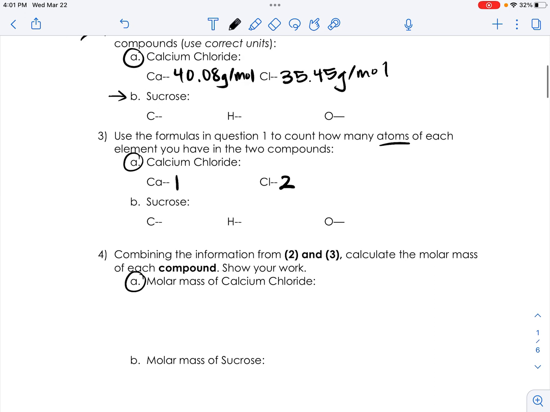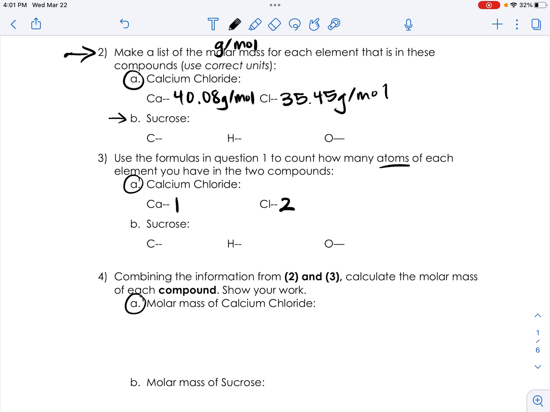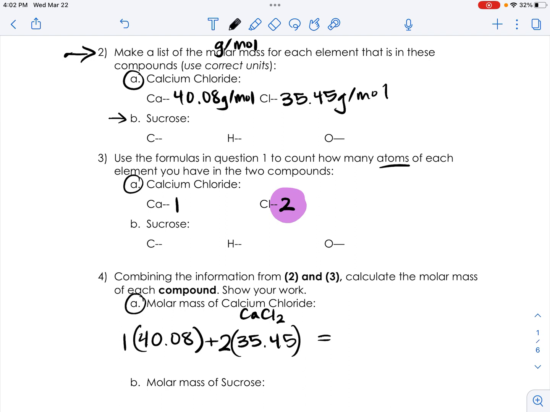For number 4, it says combine the information from 2 and 3 and calculate the total molar mass of each compound. So we're working with compounds now, and I want the whole molar mass of this whole entire thing, calcium chloride, okay? You might think, okay, let's add together 40.08 because that's calcium, and 35.45 because that's chlorine, and you'd be close, but you're not quite there yet. The reason for that is that there are 2 chlorine atoms in that molecule. So we need to multiply the 35.45 times 2, okay? The 40.08 doesn't need to be multiplied by anything, or you can multiply it by 1 to show that you recognize there's only 1 calcium atom, okay?